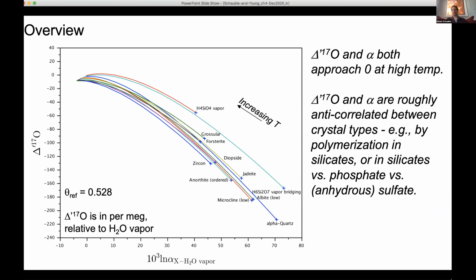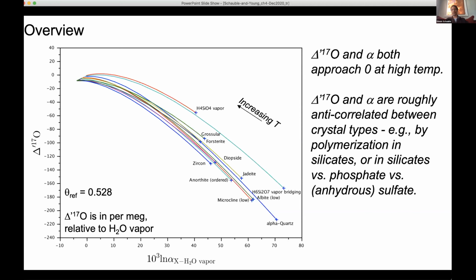And finally, there's clearly a systematic relationship here between crystal type and the cap delta O17, with the most polymerized species like alpha quartz and the alkaline feldspars having the lowest cap delta O17 at a given temperature, and the less polymerized species, pyroxenes, amphiboles, and orthosilicates being progressively less depleted in O17 at a given temperature. And you see the same basic pattern for molecules. Bridging oxygen in a disilicic acid molecule is at the lowest cap delta O17, whereas the orthosilicate silicic acid is at a higher cap delta O17.